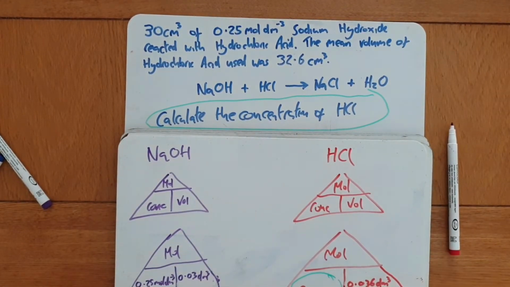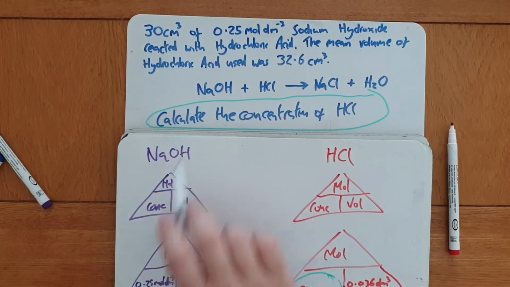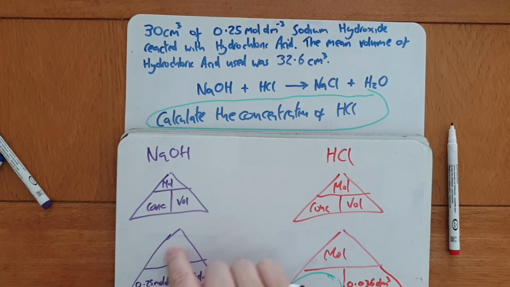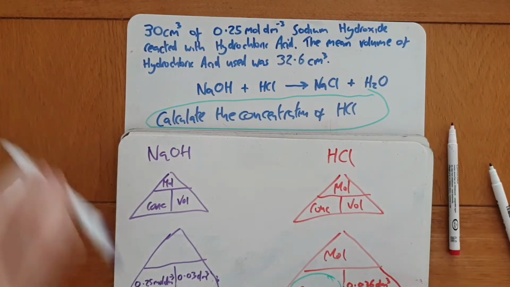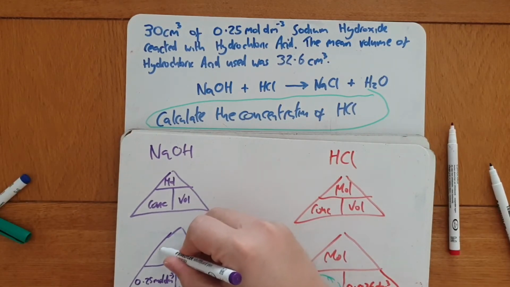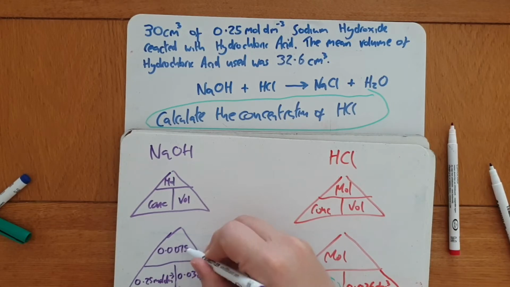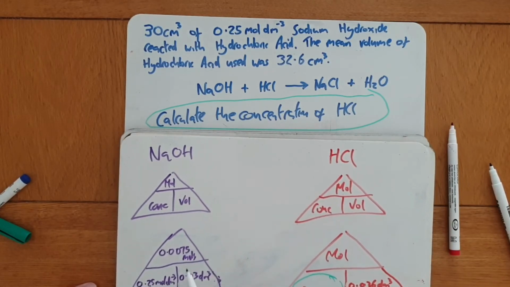Well, over here, we know the concentration and the volume, so we can work out the moles of NaOH. So let's do that. So we use our triangle, 0.25 times 0.03, type that in your calculator, and you get 0.0075 moles. So we know how many moles of NaOH they've got.